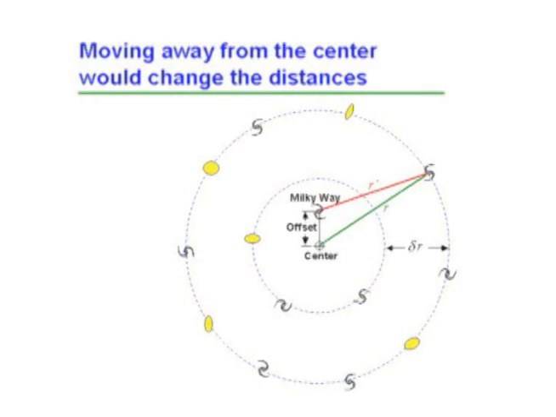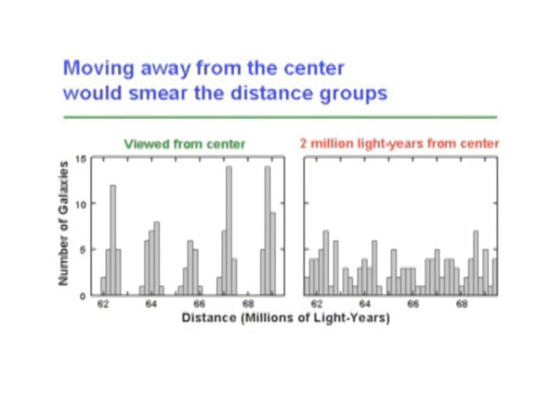Okay, well, this was the simple explanation of the data. What's the problem with that? Well, one is it says something about our location. If we move away from the center of this set of nested concentric shells, we would see a different set of distances. So here I've got a diagram where I've moved the Milky Way, where we are, away, and you can see the red distance to that galaxy is different than the green one. And I did a little computer simulation just to show the effect on the distribution.